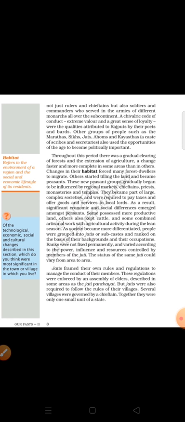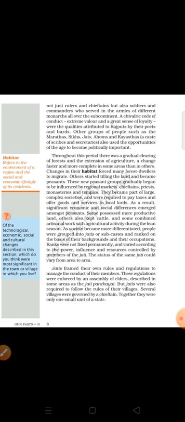In Hindu mythology, our society was divided into the Brahmans, Kshatriya, Vaishya, and Sudras. So the famous one in the 8th to 14th century was the Kshatriya, the warriors. And Rajputra, especially for the Rajasthan area, is why it is called the place of the Rajputs. Such terminology we can use. The term included not just rulers and chieftains, but also soldiers and commanders who served in the armies of different monarchs all over the subcontinent.